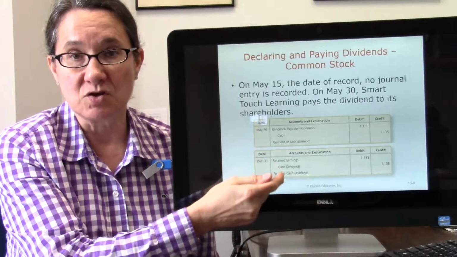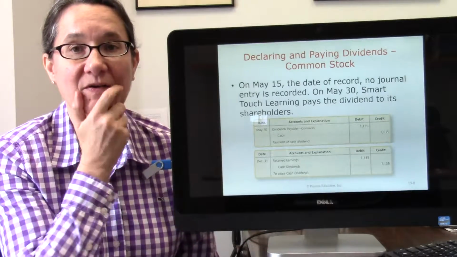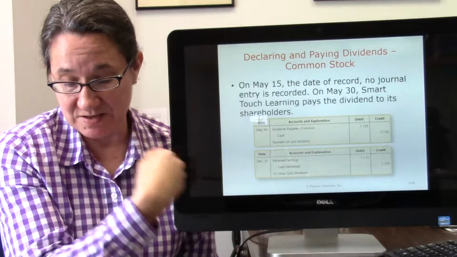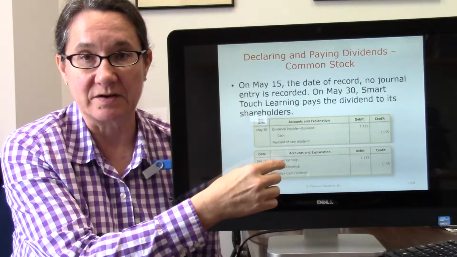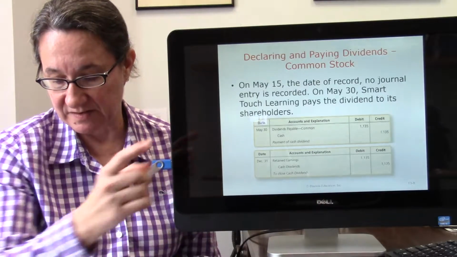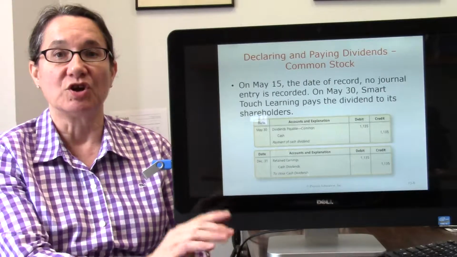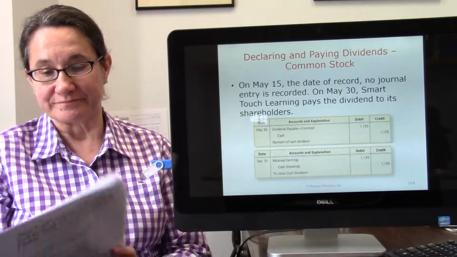Then you move those dividends out of retained earnings, right? Remember, our retained earnings is net income minus dividends, right? So you'd have to take that amount of the dividends out of retained earnings. So you debit retained earnings and credit cash dividends. You close the dividends account. That's actually like a closing entry.